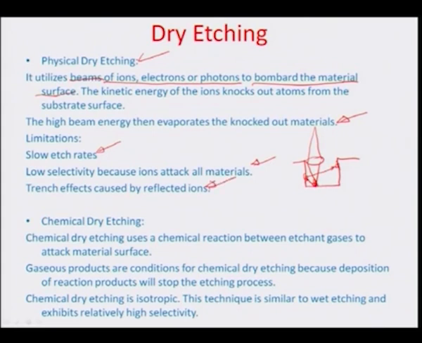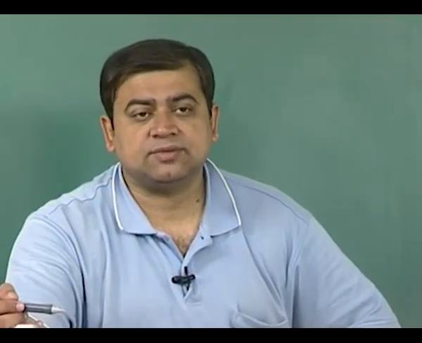The other technique that we have is chemical dry etching, where we are using a chemical vapor and promulgating a reaction between the etchant gas that we are using and the surface material. So, the etchant gas would chemically attack the material that you need to remove, and the gaseous products are conditions for chemical dry etching, because deposition of reaction products will stop the etching process. So, you have to be very choosy about what gases you are using for chemical dry etching, and chemical dry etching is highly isotropic in nature, and it is similar to wet etching because there is no etch selectivity whatsoever.